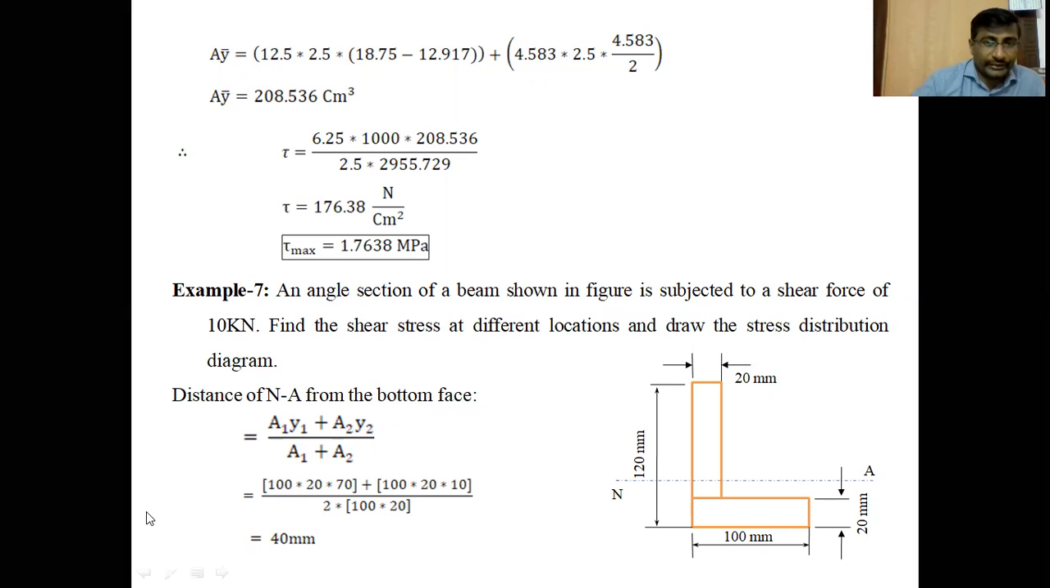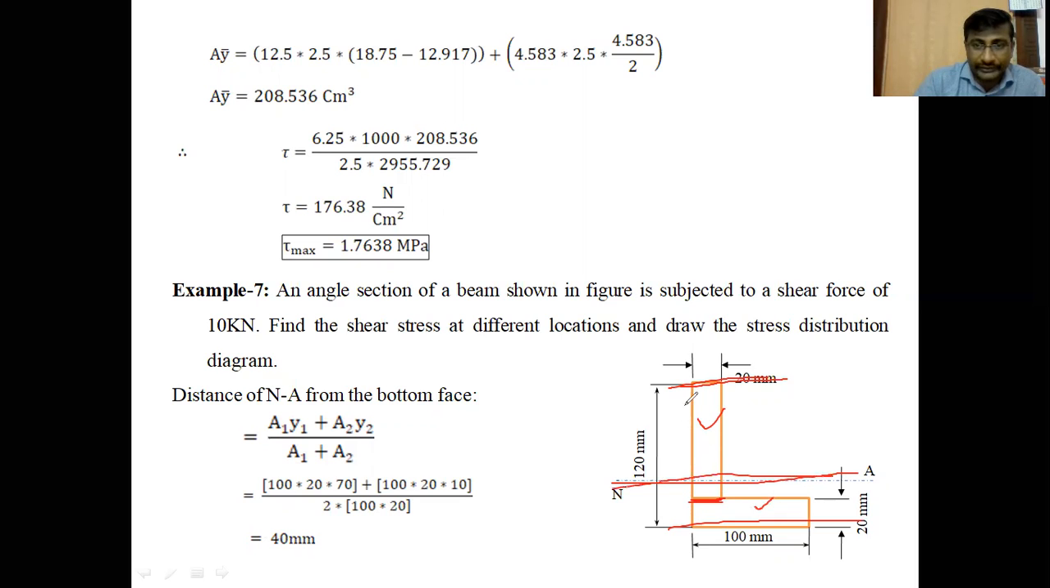So different locations means you should find the shear stress at extreme fibers, meaning the extreme upper layer and the extreme bottom layer. And you also have to find the shear stress at the neutral axis and the shear stress at the junction. Shear stress in the vertical member at the junction, and in the horizontal member at the junction. So two shear stress values should be found, in the vertical member and also in the horizontal member, and the shear stress at the neutral axis.